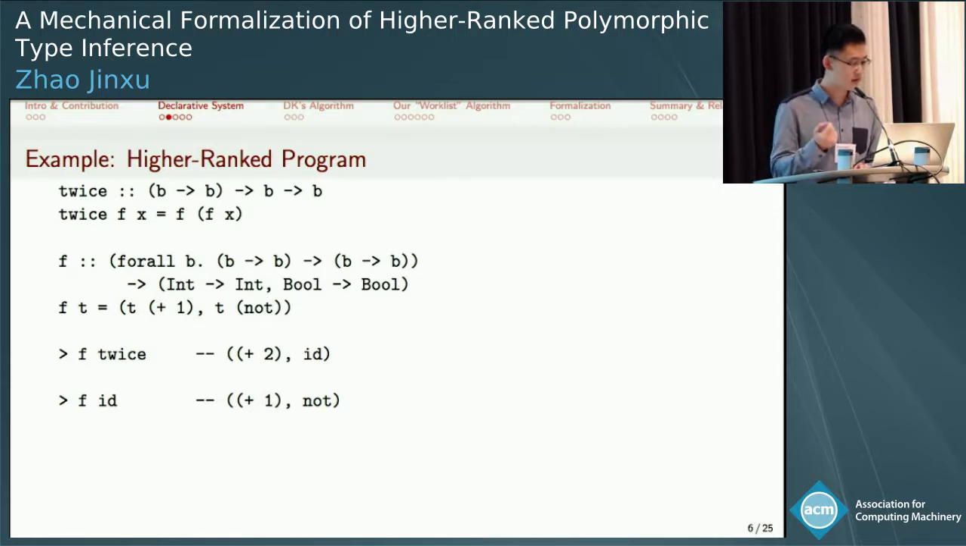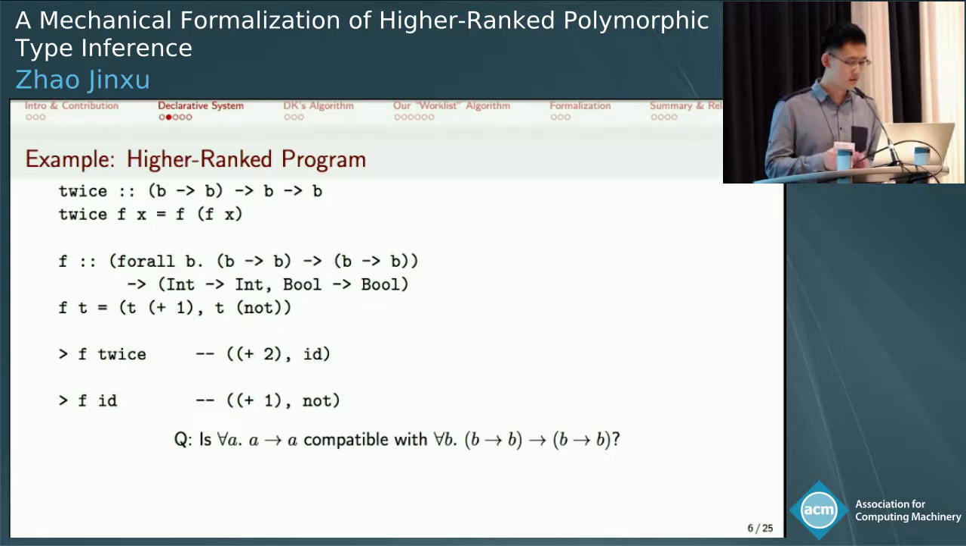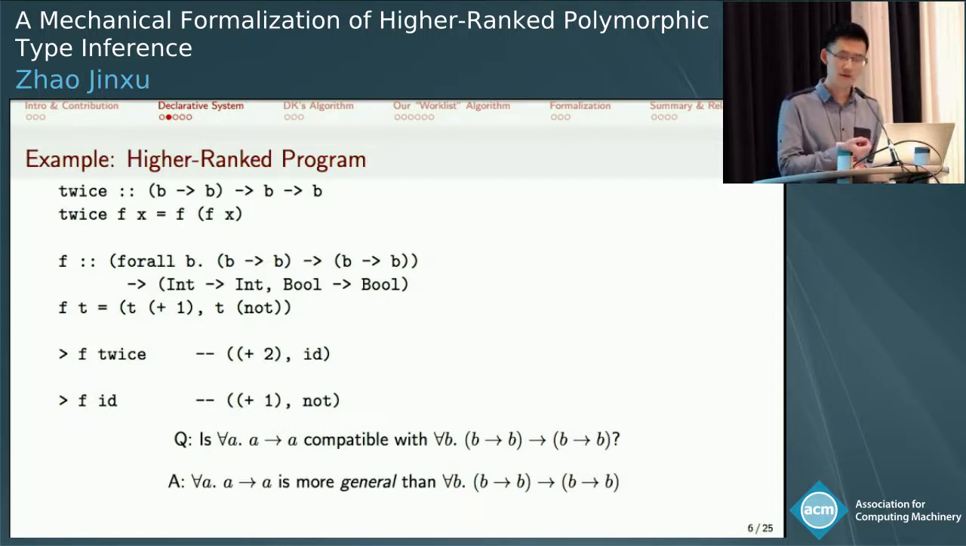But if you want to apply it to identity, we'd expect it also works. But the compiler will ask, well, why is the type of the identity function compatible with the expected argument type? And the short answer is the type of the identity function is more general. And let's see very quickly how our declarative system got to this point.